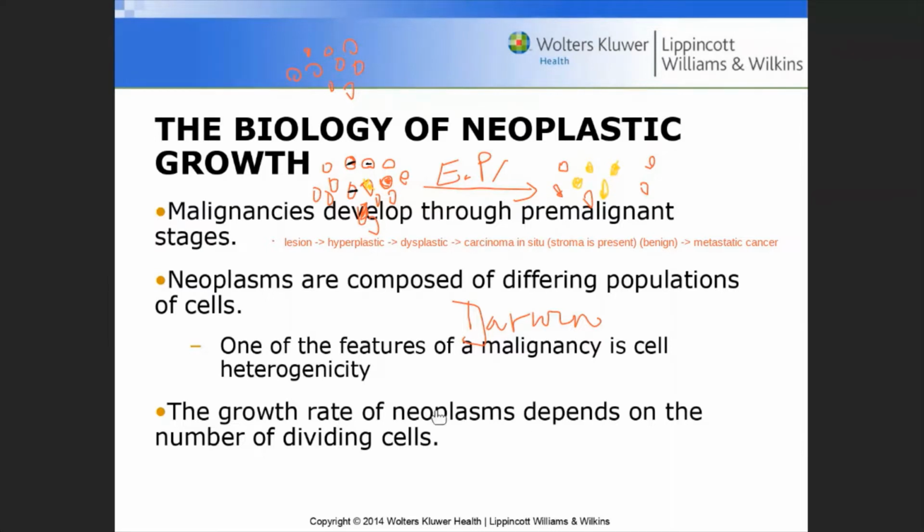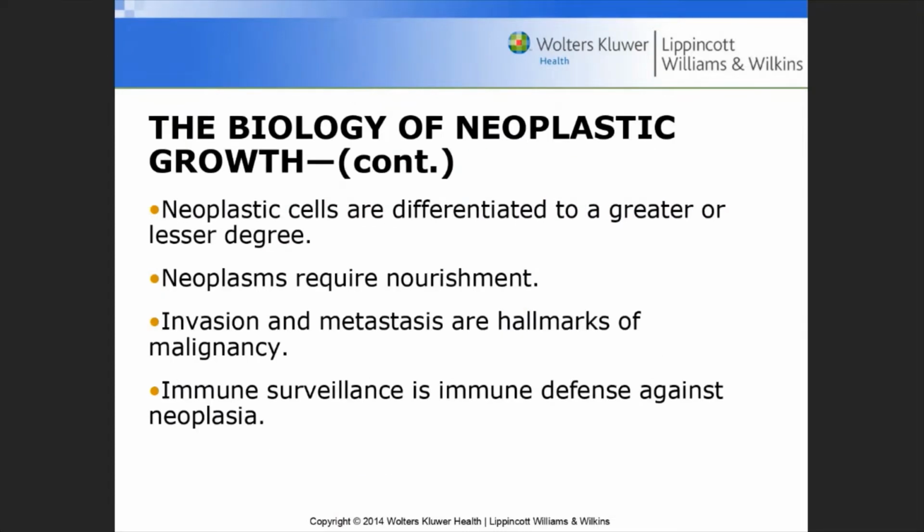So the growth rate of a neoplasm depends on the number of dividing cells. Another word for dividing cell is mitotic cell. So in the future, if I say that in this tumor you can see a lot of cells in metaphase, then you know that it's going to divide rapidly, as opposed to a tumor where you do not see any mitotic cells at all, which is slow growing. All right.